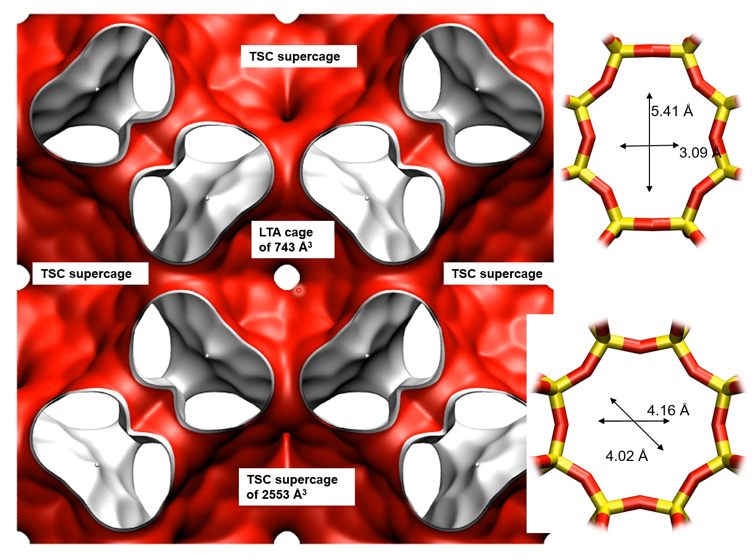The TSC super cage is separated from the LTA cage by windows that have dimensions shown here. The TSC super cage is separated from the adjacent TSC super cage by windows that have dimensions as shown here. Those are the windows shown here, which is somewhat more elongated.